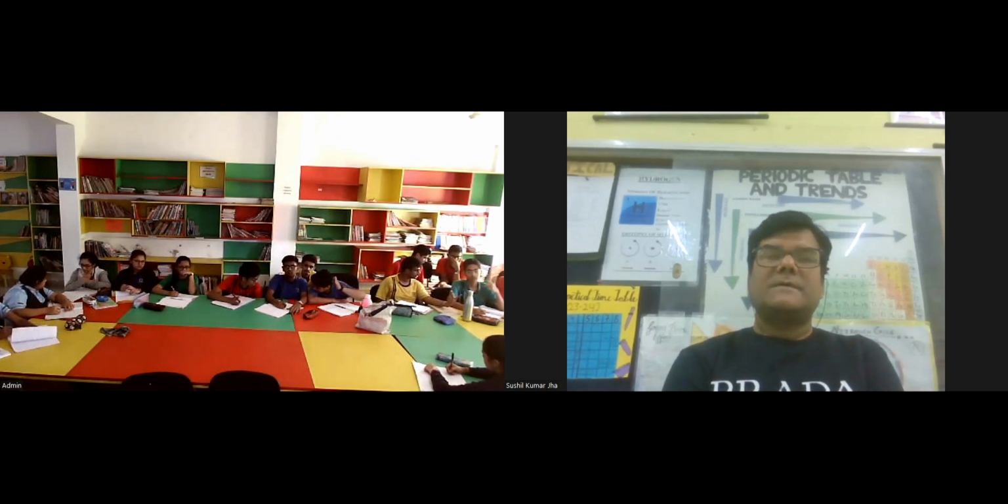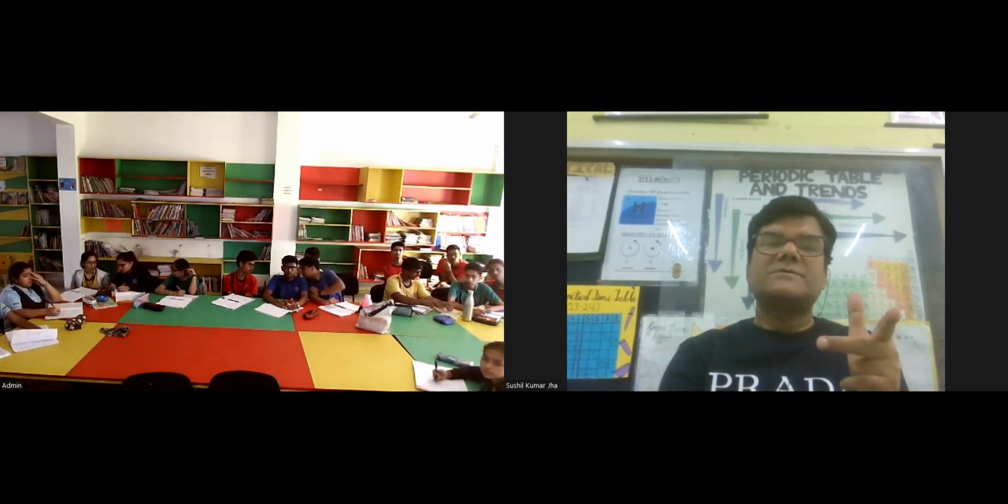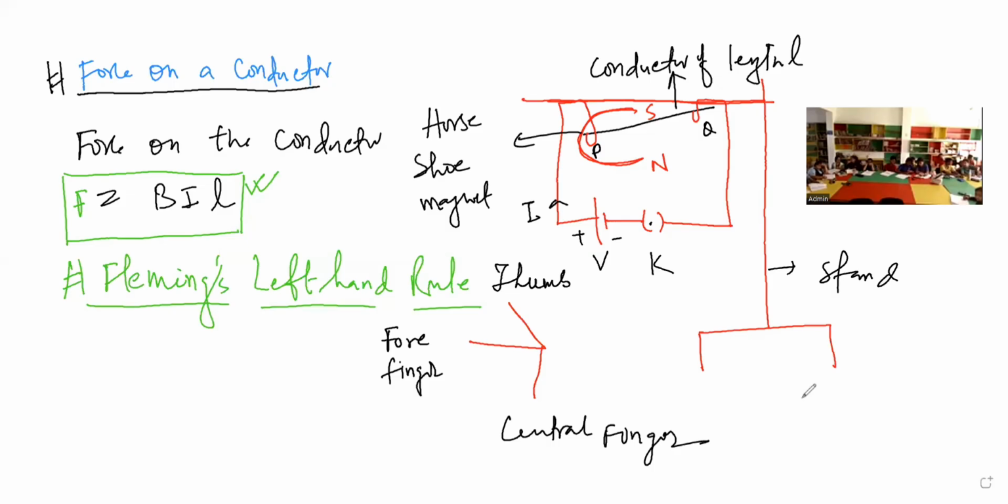So again we need to understand that two must be known: forefinger for magnetic field and central finger for current. When these two parameters are known, then we can determine the force. There is a question in your NCERT, so all of you look at that question to apply this left hand rule. Let me draw, then you'll understand the question.